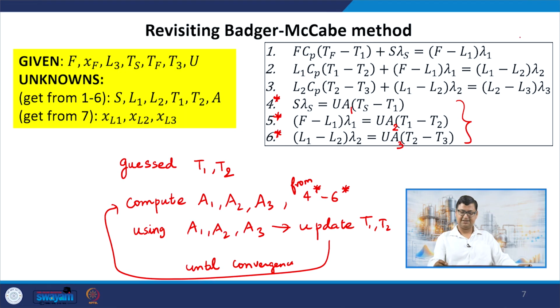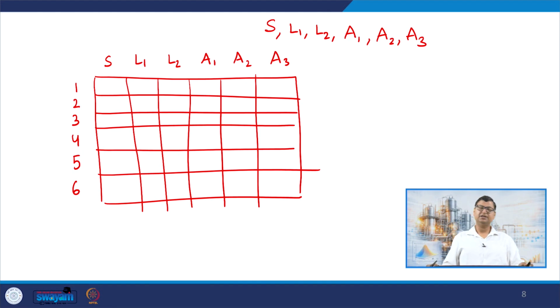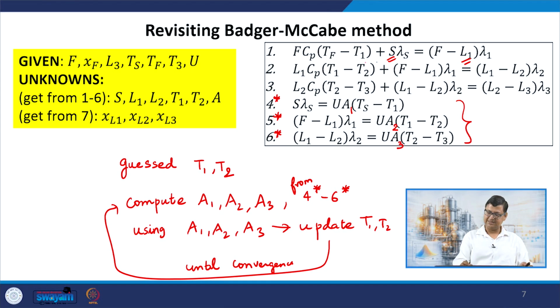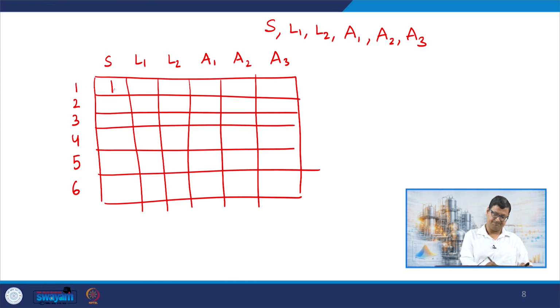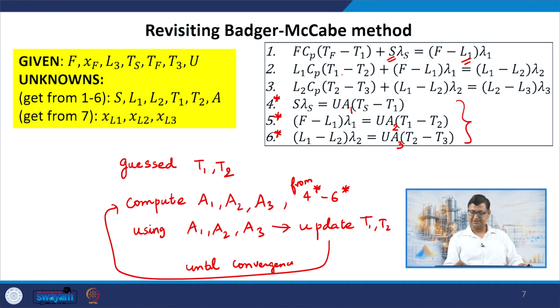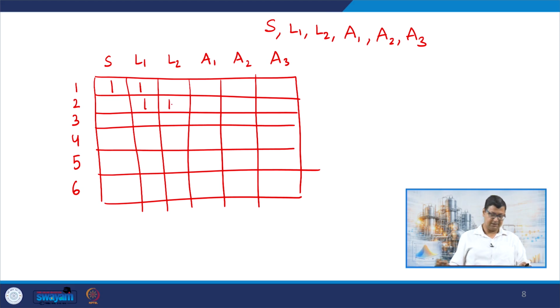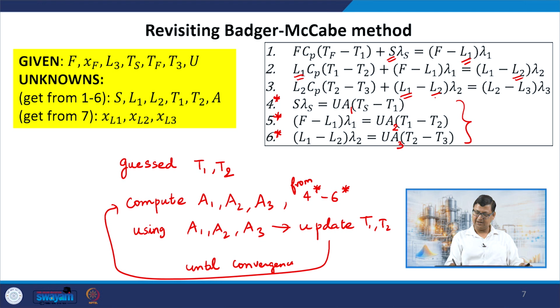So clearly S is appearing in the first equation, and L1 is still appearing. T1, T2 is anyway guessed, so we don't care about that anymore, right? And the area values A1, A2, A3 are not appearing in this equation. So only S and L1 appear in the first equation. The second equation does not contain S, but it contains L1 and L2, and it doesn't contain A1, A2, A3. The third equation again contains L1 and L2, but doesn't contain A1, A2, A3.